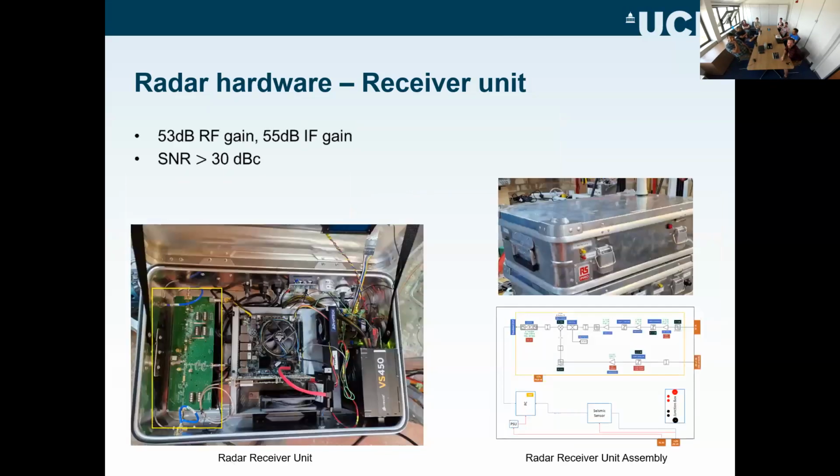Again, that was just the receive board. The receive unit consists of other bits and bobs in it. On the left, it shows where the receive board sits. On the right, there are other bits such as the digitizer, the seismic sensor, and all the power supplies.